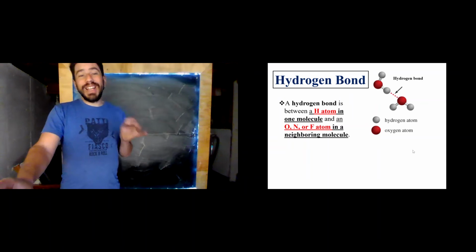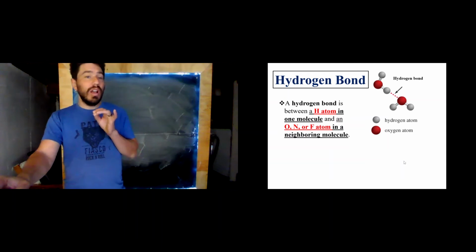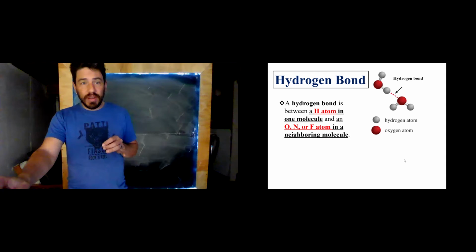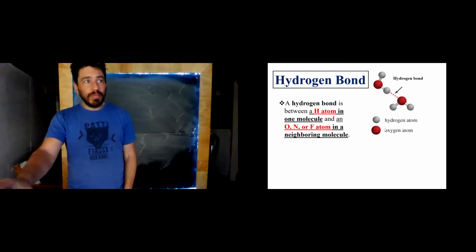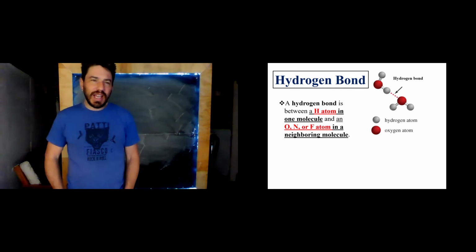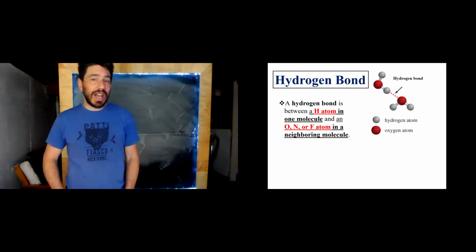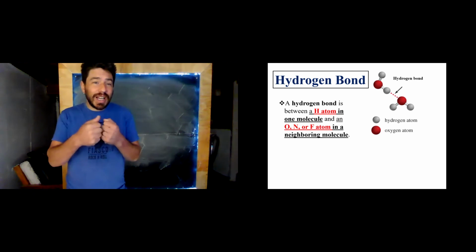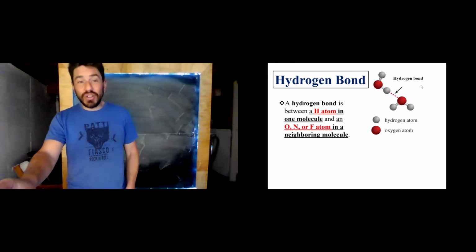Okay, so the combination of this bent shape and the polar nature of the covalent bonds makes for something very interesting with water. It means that we have a slightly negative oxygen atom here and a slightly positive hydrogen atom here in another molecule. Well, we've learned about positives and negatives: they are attracted to each other. And so the positive in the hydrogen atom of one molecule is going to be attracted to the negative in the oxygen atom of another molecule, and it'll cause them to kind of stick together. We call this a hydrogen bond.